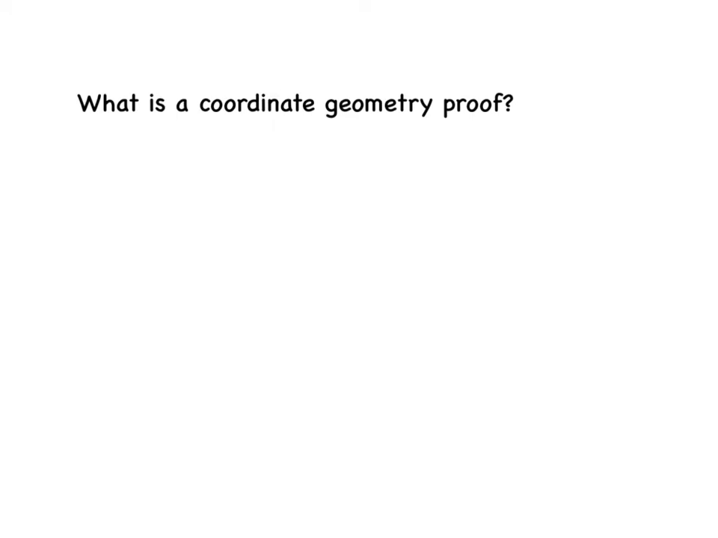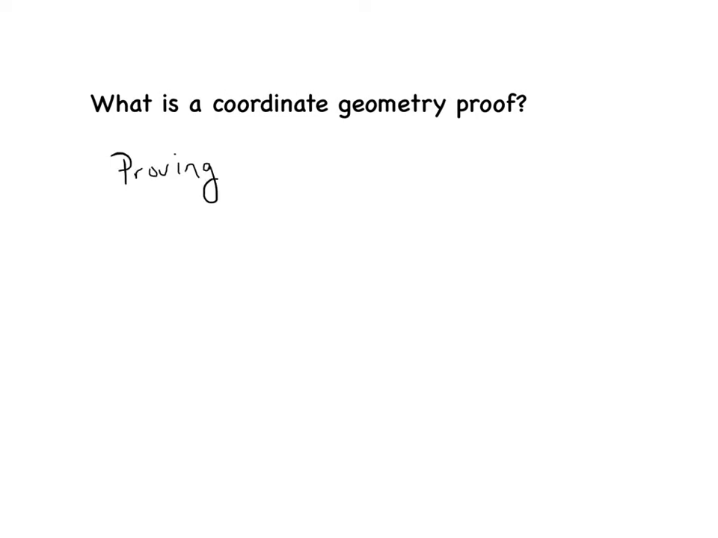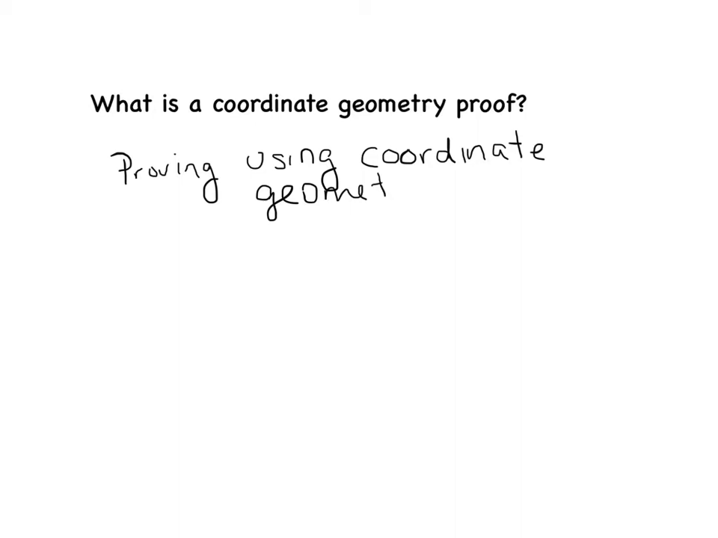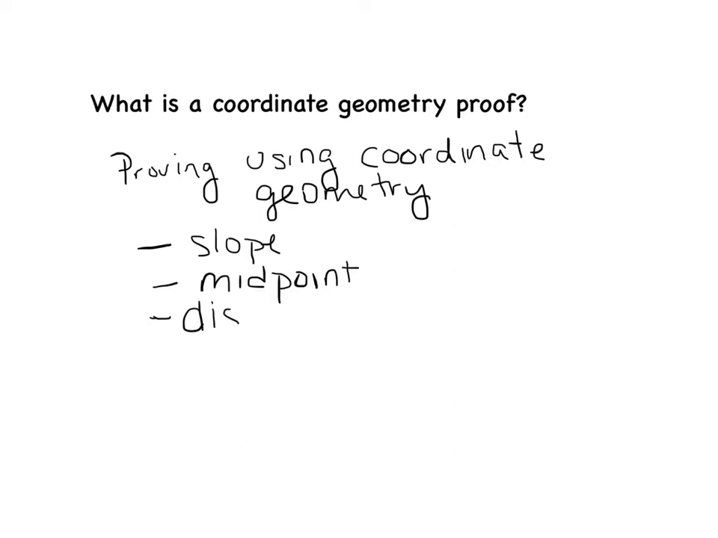You might be asking yourself, what is a coordinate geometry proof? Well, it's just proving something using what we know about coordinate geometry. So what do I mean by that? Slope, midpoint, and distance, most commonly.